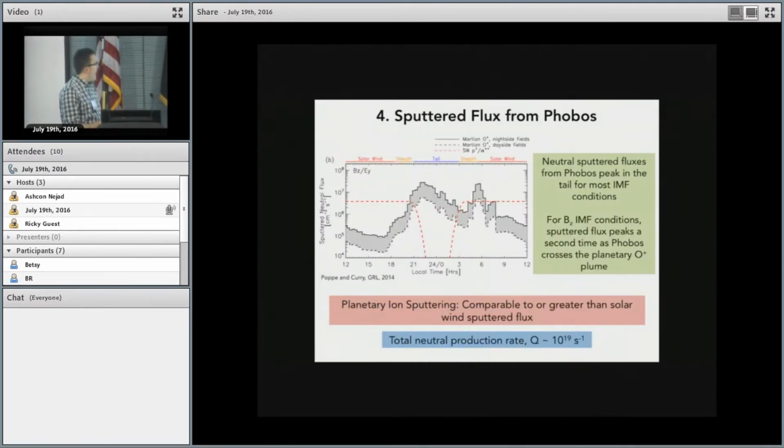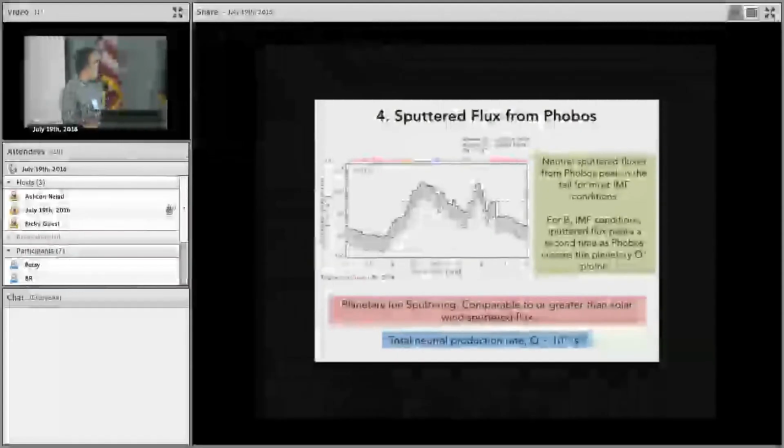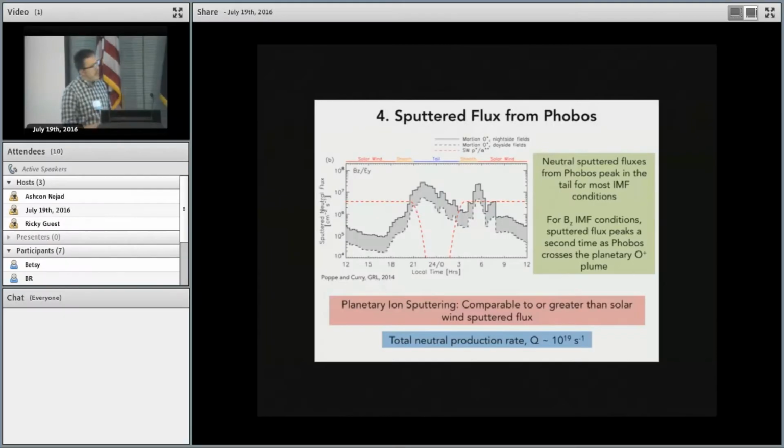So to quantify that, a couple years ago, myself and Shannon Curry, another postdoc at Berkeley, put some models together that looked at both the flux of solar wind protons and these planetary ions from Mars. We walked through the calculations of how much neutral material that would sputter from Phobos. And the plot that I show here is a single orbit of Phobos about Mars in local time. So this is midnight in the Martian magnetotail, and 12 noon is out in front of Mars in the solar wind. The red dashed line shows you about how many neutrals you expect to be ejected from solar wind fluxes.